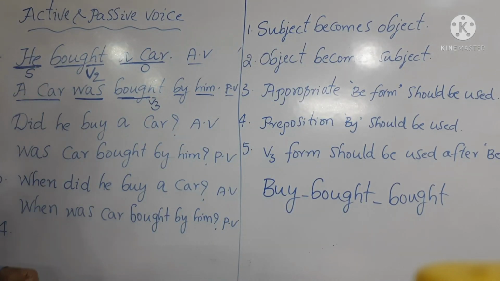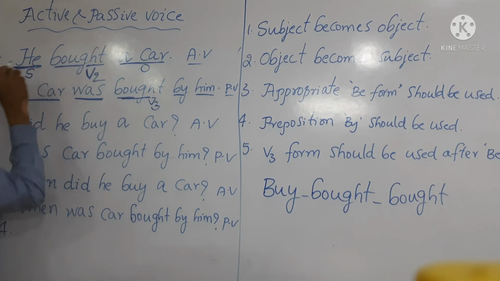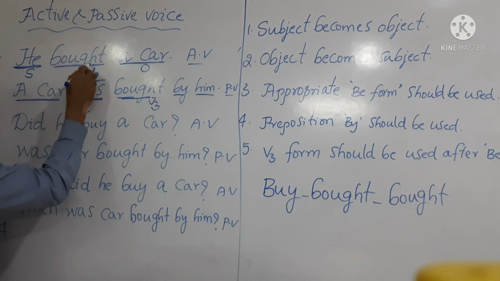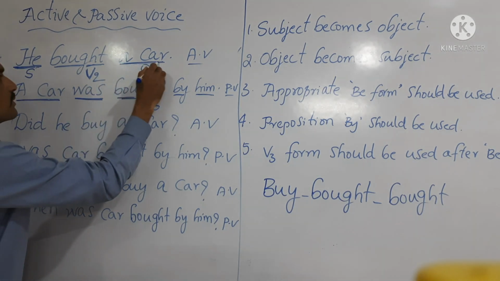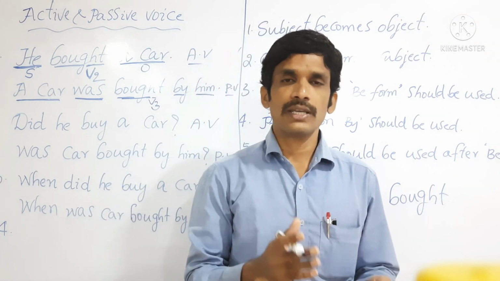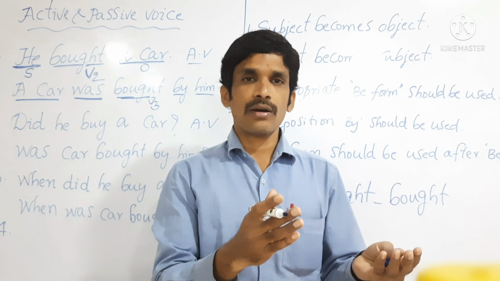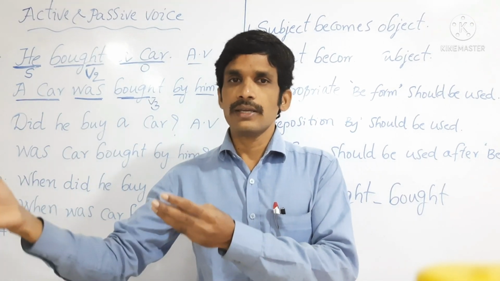So let's read the sentence once again. He bought a car. We identify the subject. Subject is the doer of the action. Next, action word is there, that is in the V2 form, and receiver of the action, a car, object. He bought a car. When we change this sentence into passive voice, a car was bought by him.